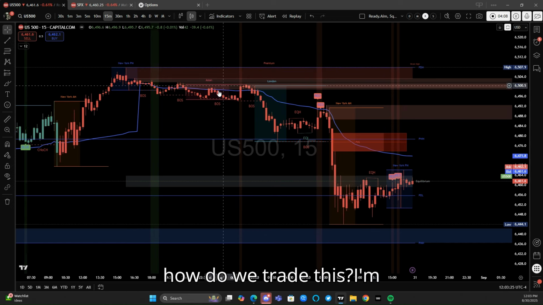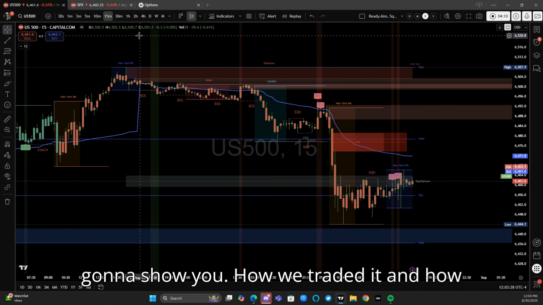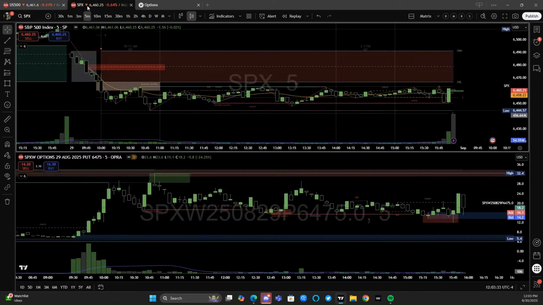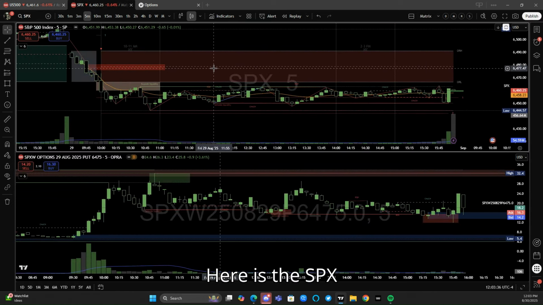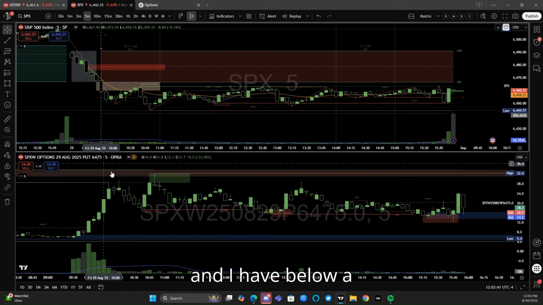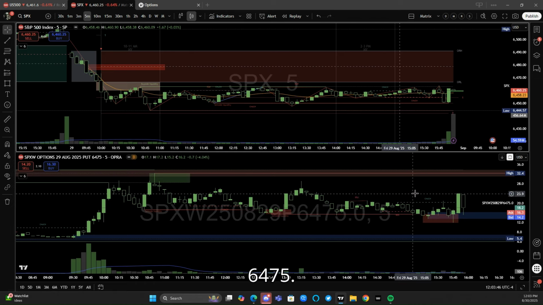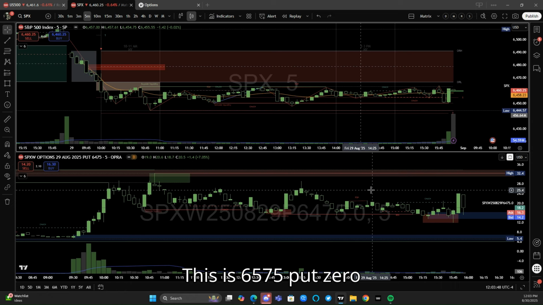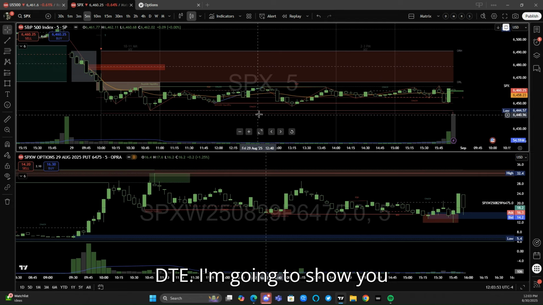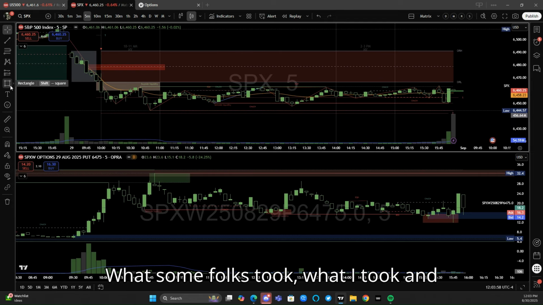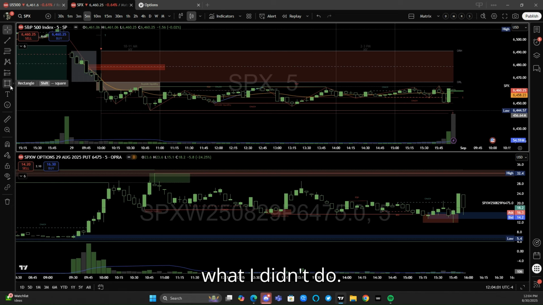Now, how do we trade this? I'm going to show you how we traded it and how I look at it. Here is the SPX proper 5-minute chart, and I have below a contract, the 6475, this is the 6475 put, 0 DTE. I'm going to show you what was actionable in my mind, what some folks took, what I took, and what I didn't do.